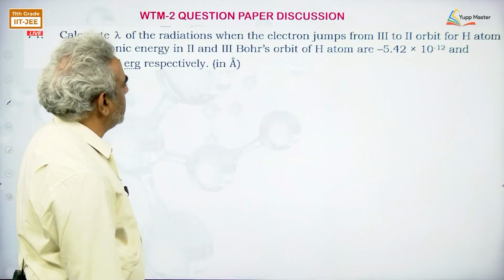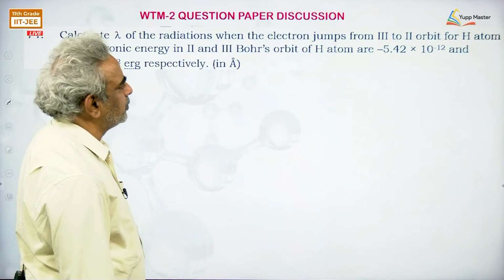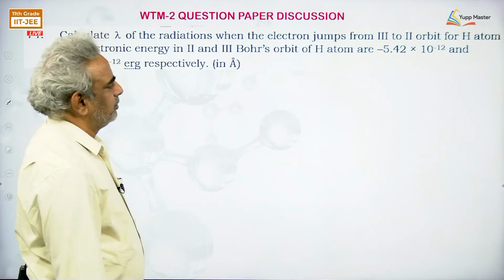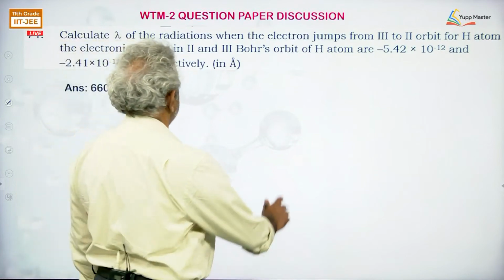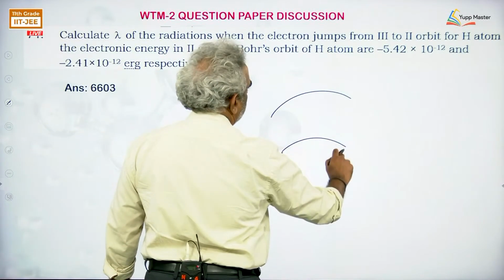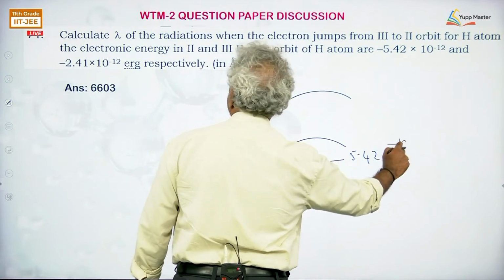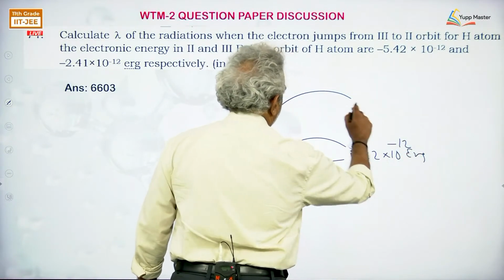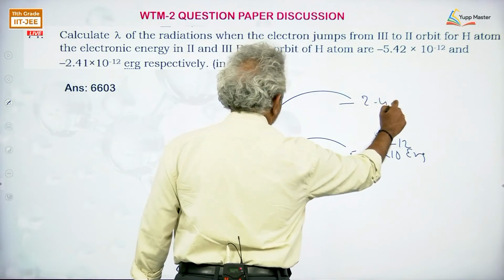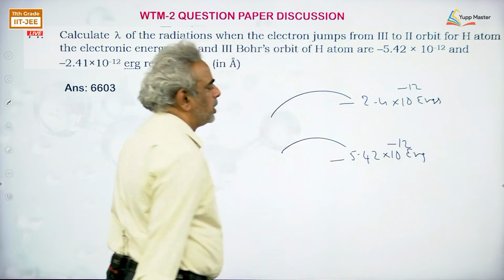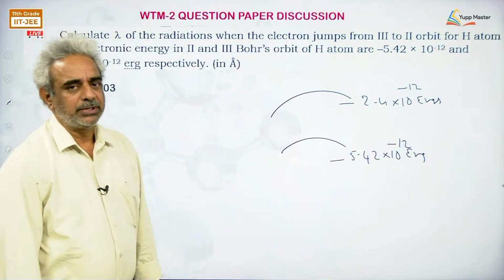Calculate lambda of the radiations when electron jumps from 3 to 2 in H atom. Electronic energy, actually he gave energies: minus 5.42 into 10 power minus 12 ergs, minus 2.4 into 10 power minus 12 ergs. These are the energies of two orbits.